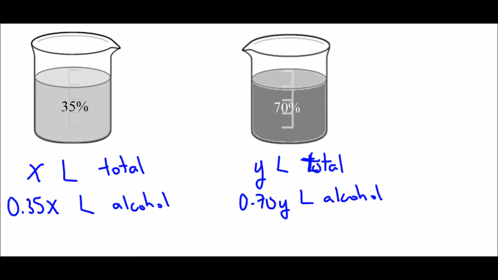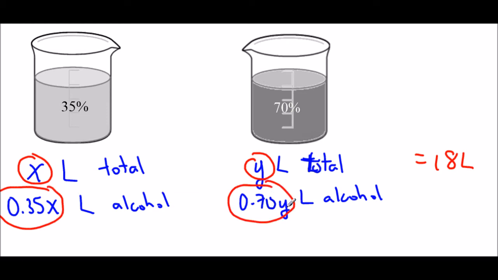So I need to mix together X liters plus Y liters to give 18 liters total. And I need this much alcohol and this much alcohol to give me 54% of the 18 liter total. That's a really significant thing right here: it's not 0.35x plus 0.7y equals 54%, because it's 54% of the total amount that I have. So let's go ahead and start making this into a math solution.